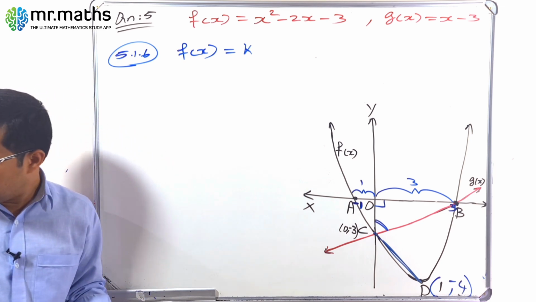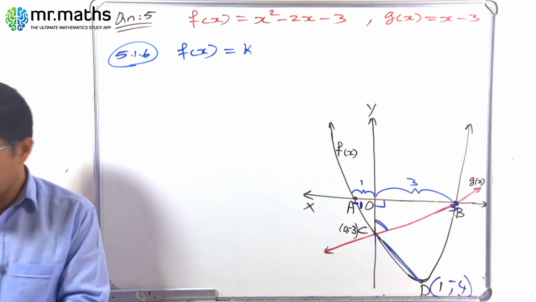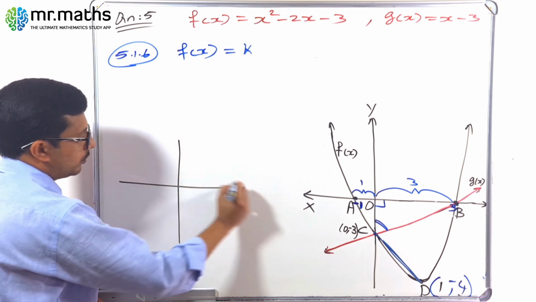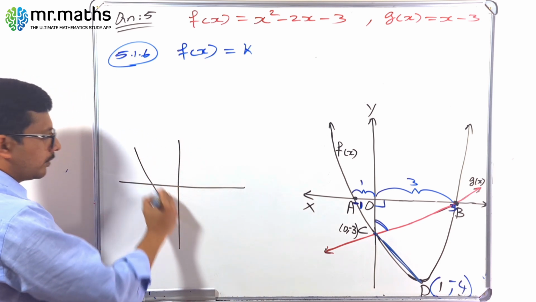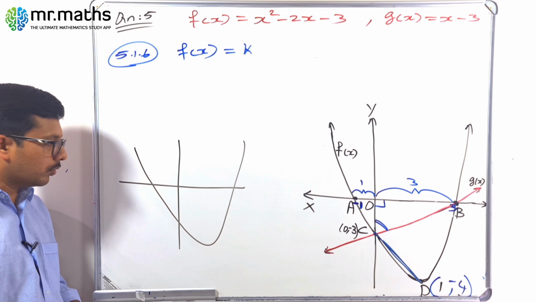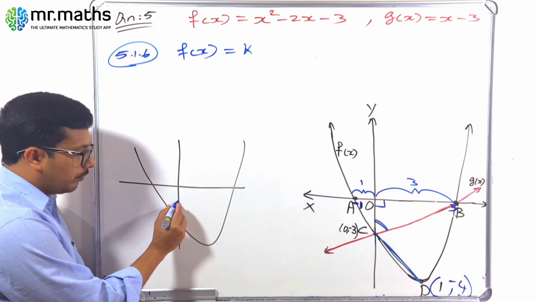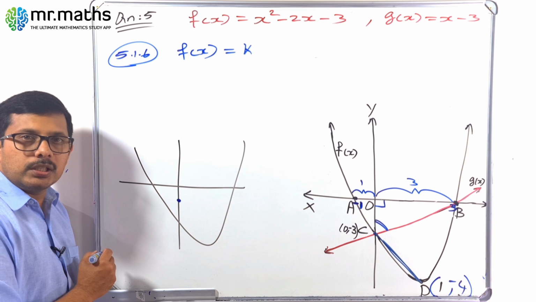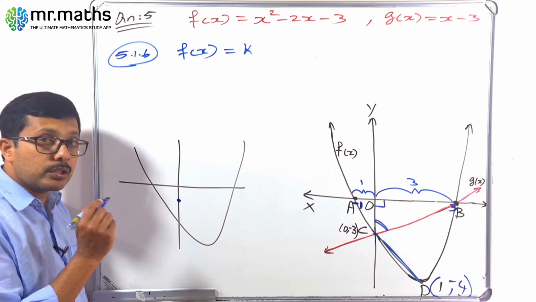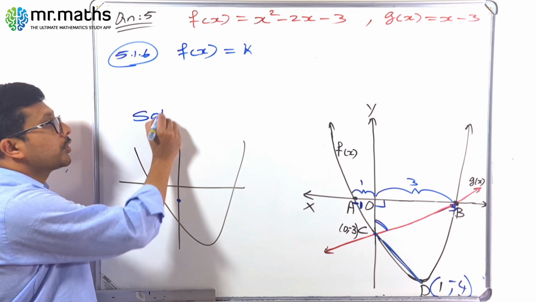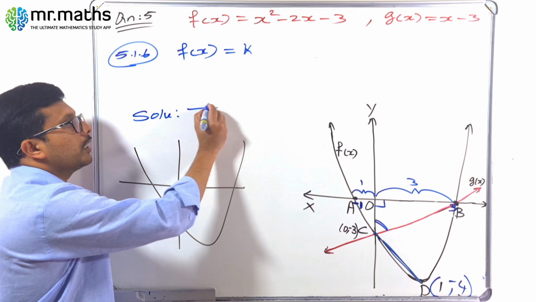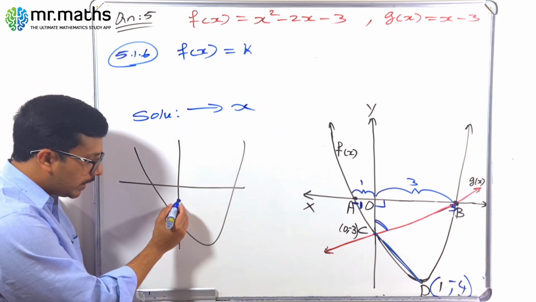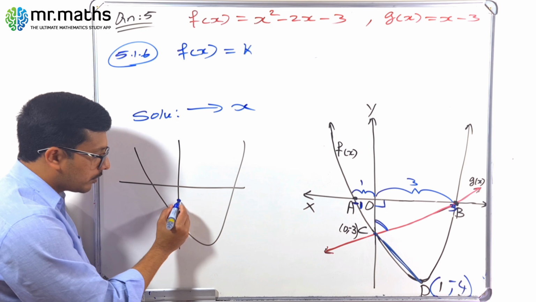Before I explain that one, just try to understand like this. Here I'm going to draw a parabola like this. If I take a y value here, how many solutions do I have? What is the meaning of solution? Solution means x values. So if I take a y value here, how many x values will I get?